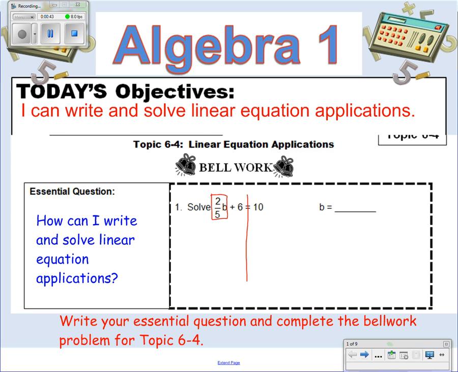with the coefficient in front of it. Now we want to get rid of the number that's not with the box, and that's a +6. We do the opposite of +6, which is -6. And we are left with 2/5 b in the box. 6 minus 6 is 0, and 10 minus 6 equals 4.